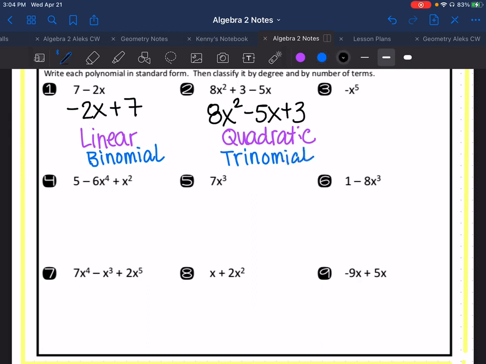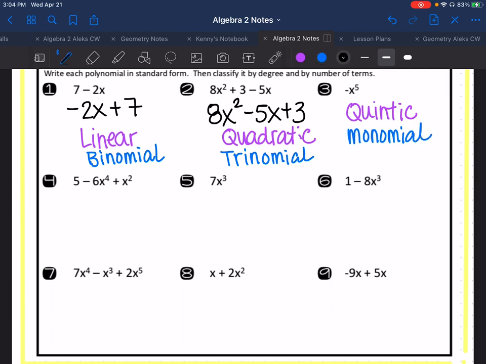Now, question number 3, it is already in standard form because it only has 1 term. Since its highest degree is 5, I'm going to call it a quintic. And it only has 1 term, so it's going to be a monomial.